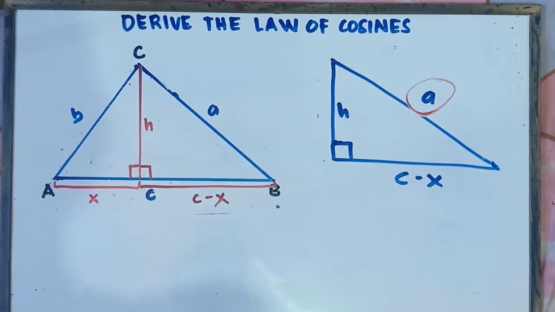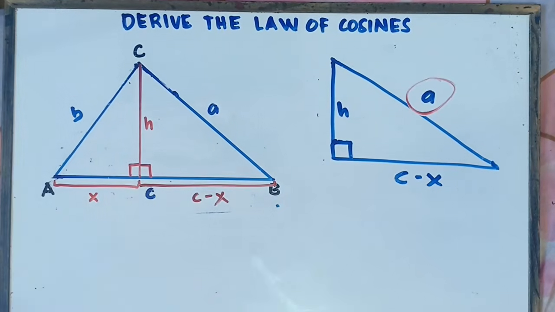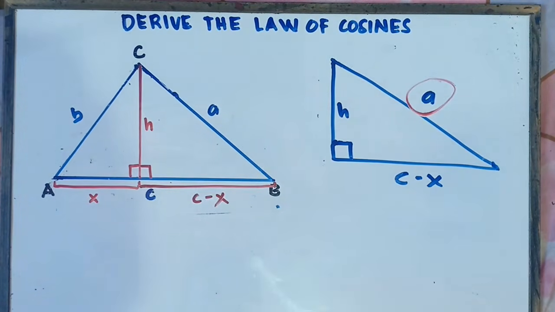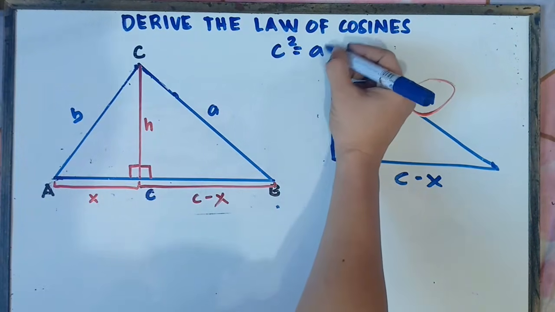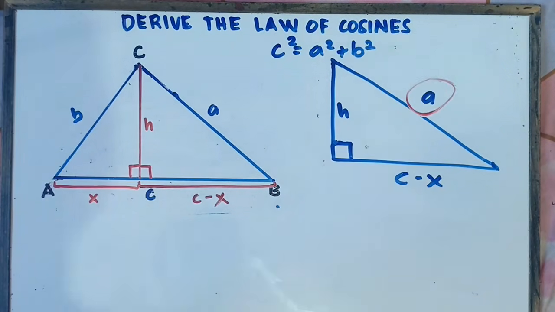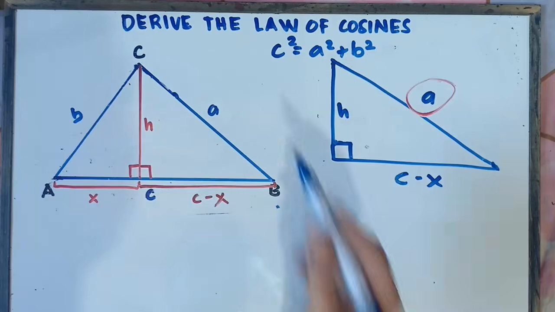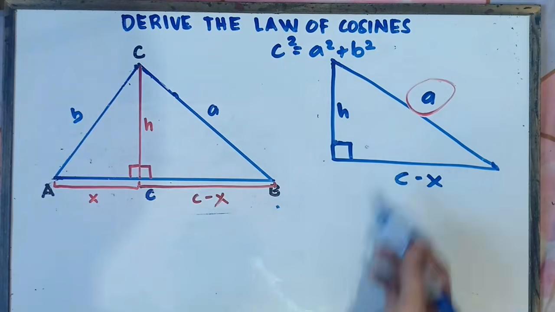How will you find side A, class, if you are given a right triangle? That's correct. You can apply the Pythagorean theorem. What's the formula, class? That's correct. That would be C squared is equal to A squared plus B squared.